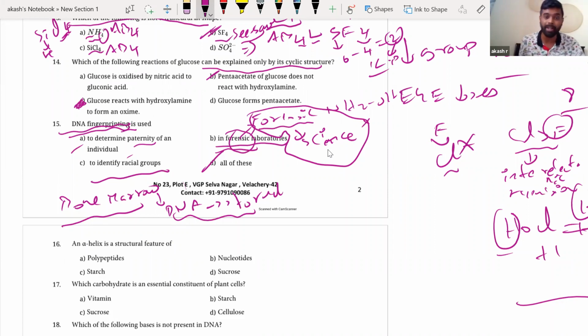You can even do a degree in this. BSc in forensic science you can do. And you can go into any investigation agencies. You can even go into RAW. You know what is RAW? Anybody knows? In India, what is RAW?